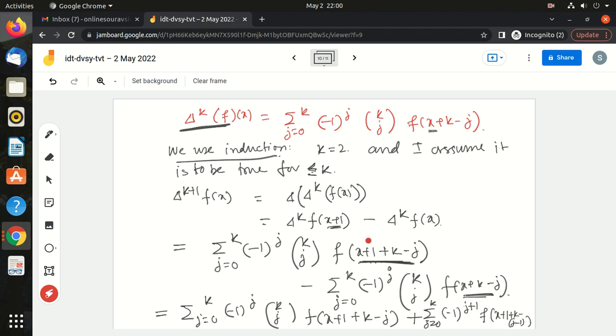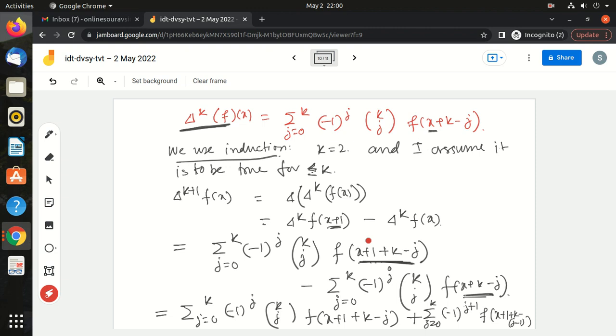So our expression is this. Let me just copy it on the other side. It says this is equal to the sum, j runs from 0 to k minus 1, (-1)^j, k choose j, f of x plus 1 plus k minus j, plus the sum, j runs from 0 to k, f of x plus 1 plus k minus j minus 1.